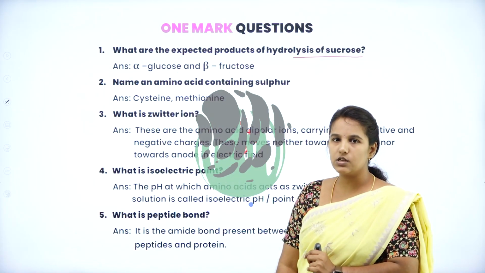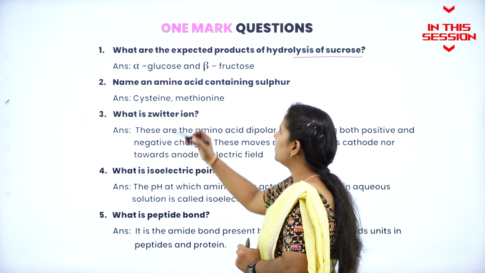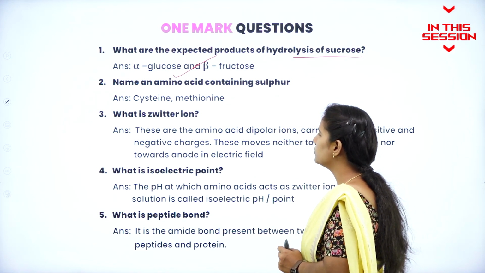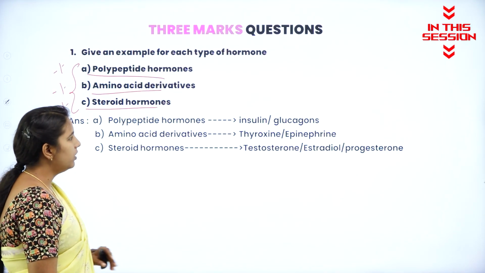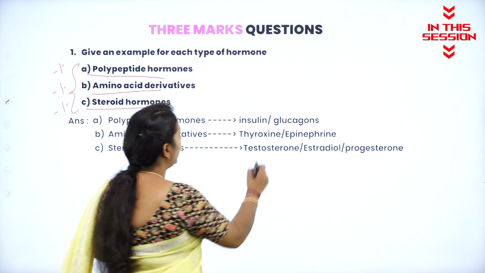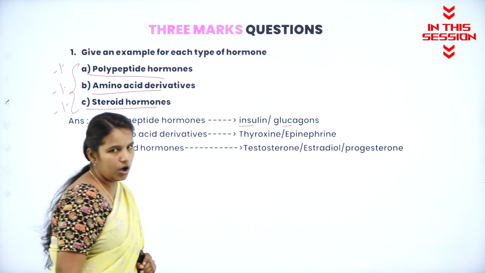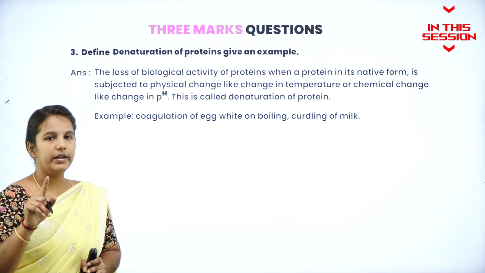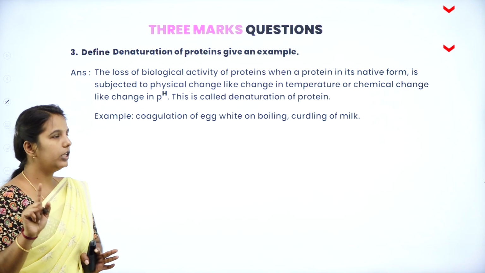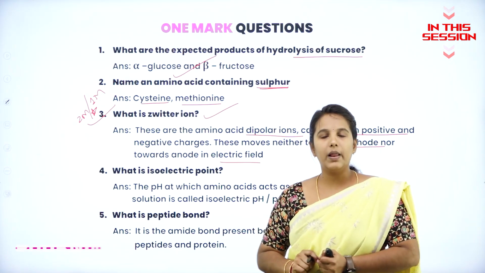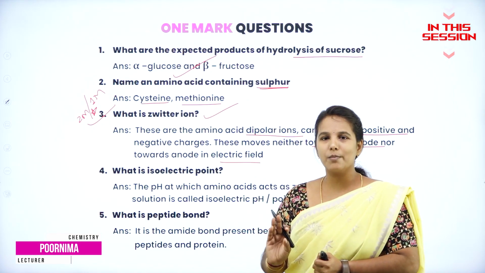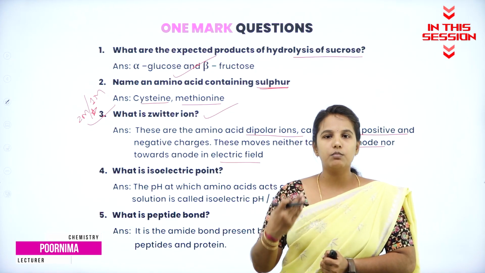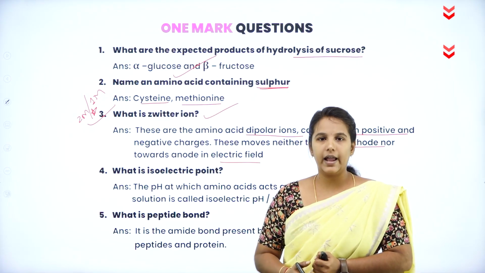During the hydrolysis of sucrose, we can expect the product of alpha D glucose and beta D fructose. For a polypeptide hormone, we can give the example of insulin or glucagon. Denaturation of the protein is very important. Remember, for writing the definition with one example, you'll get 3 marks. When you apply the electrical field, these are the amino acids which are containing both the positive charge and the negative charge, and it will move towards the respective electrodes.